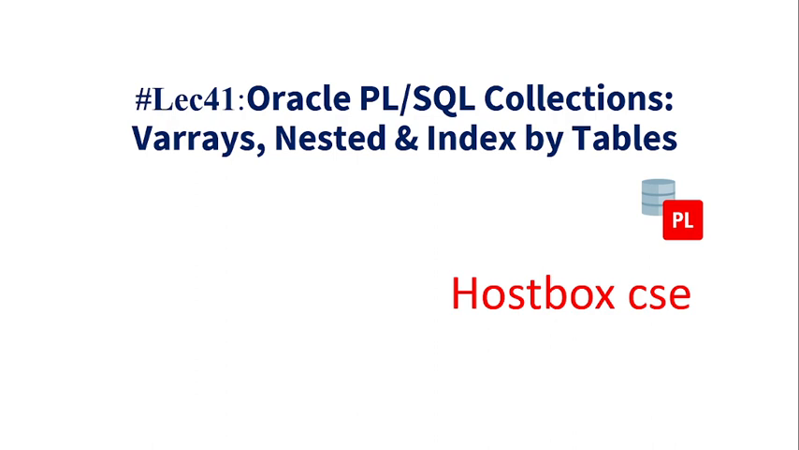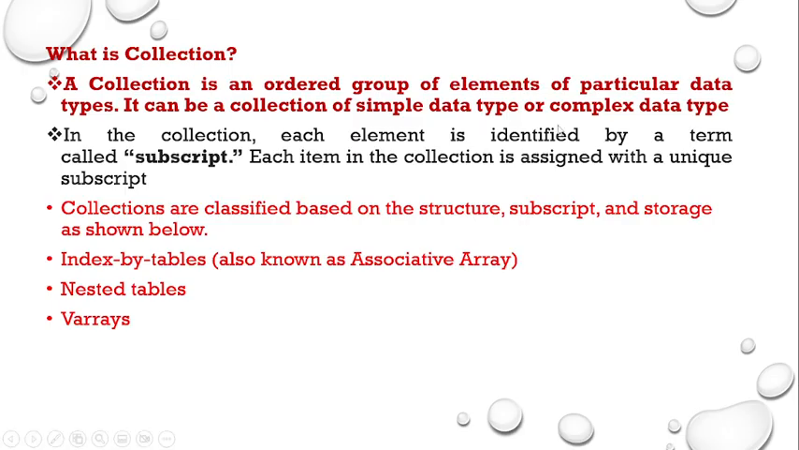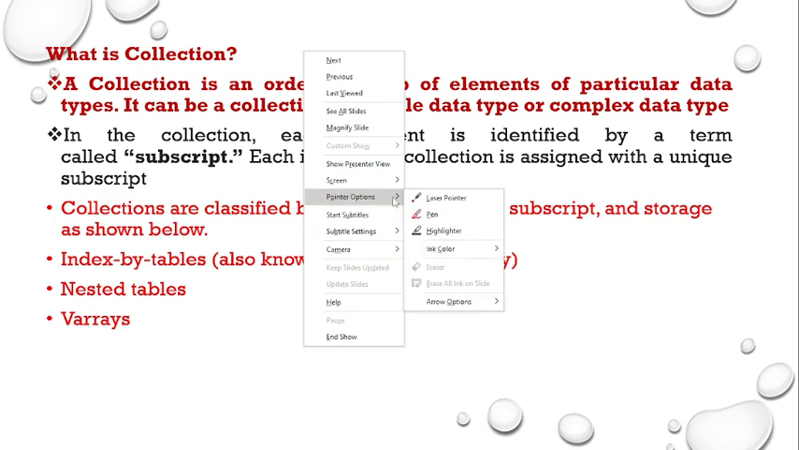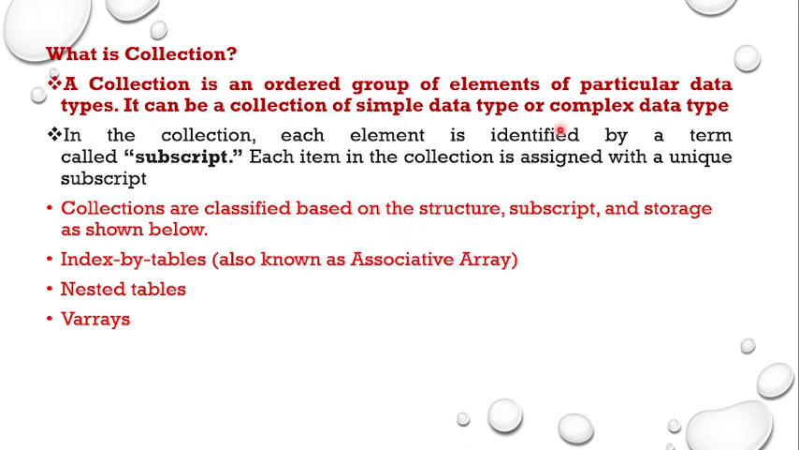First of all, what is a collection? A collection is an ordered group of elements of a particular data type. It can be a collection of simple data types or complex data types, anything. Moreover, what will happen once you use the collection?